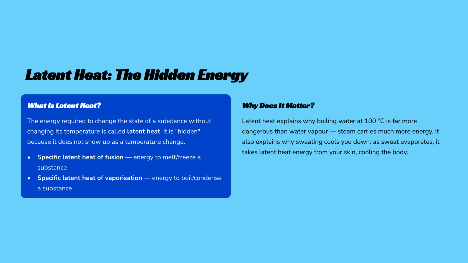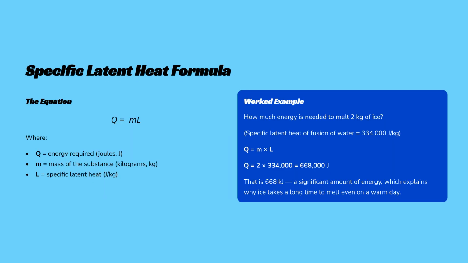Latent heat is the energy required for state changes without temperature shifts. It includes the heat of fusion for melting and the heat of vaporization for boiling. The formula for specific latent heat is Q equals M times L, where Q is energy, M is mass, and L is latent heat. This helps calculate the significant energy required for transitions.